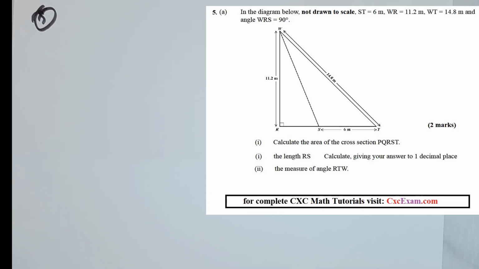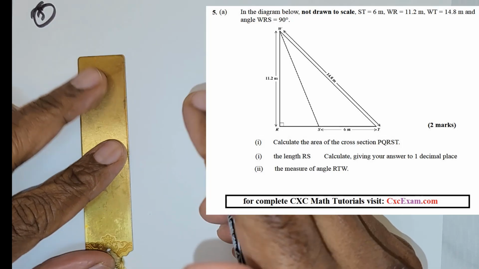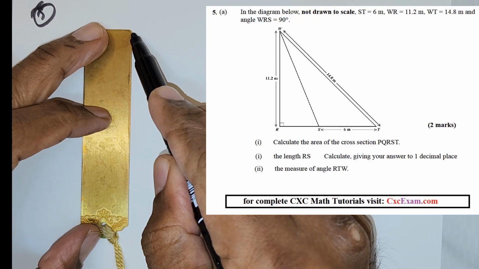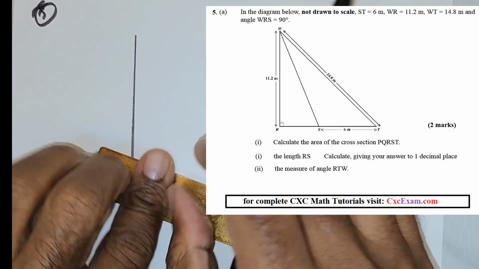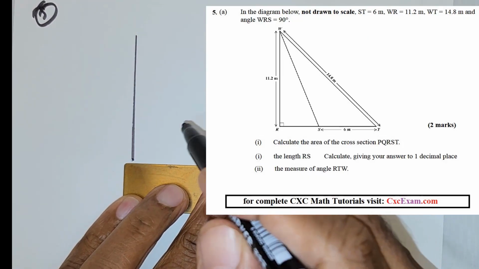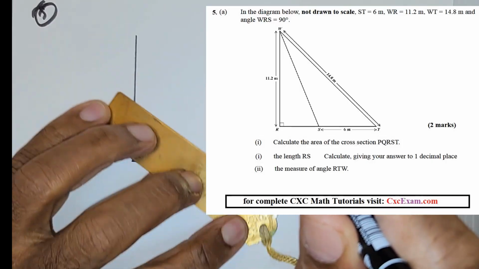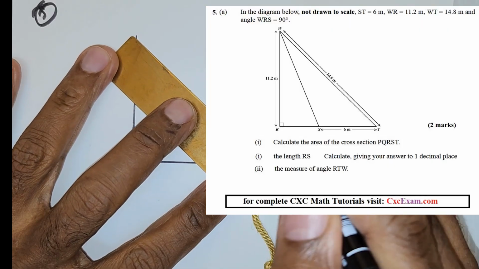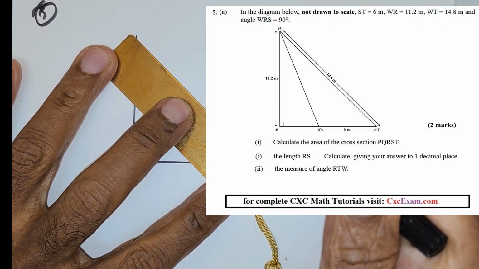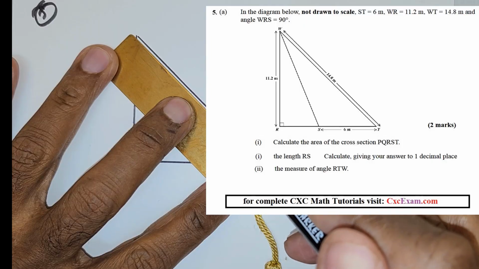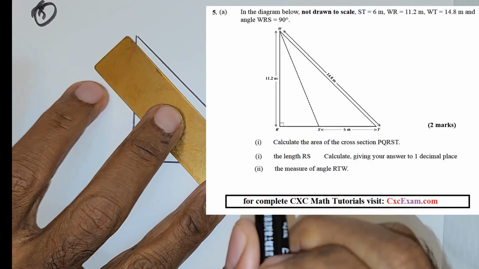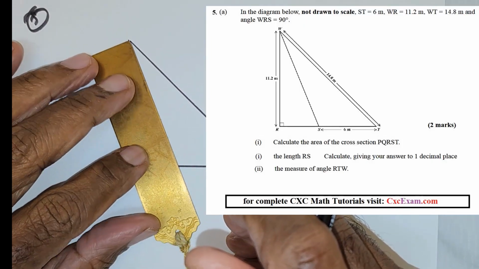This is question number 5. We have been given a triangle. This is given to you all in the question paper. And I need to draw this because I am here to explain this question.